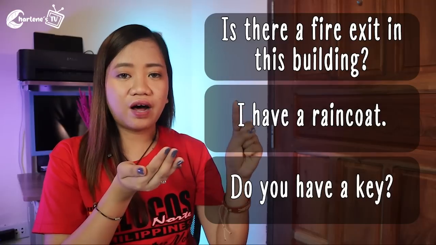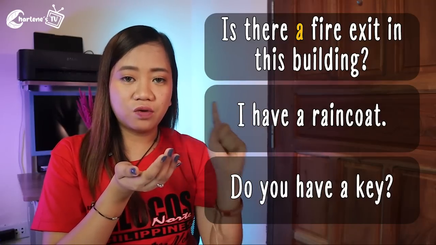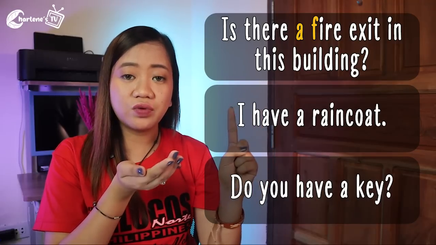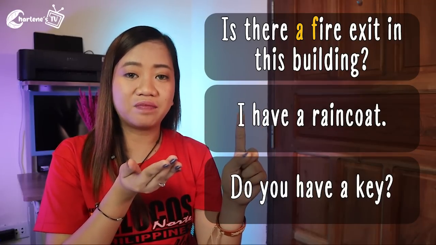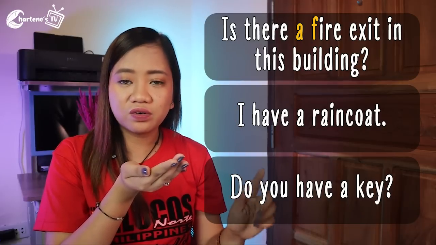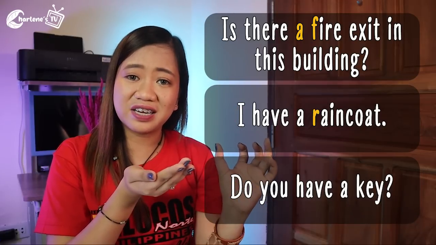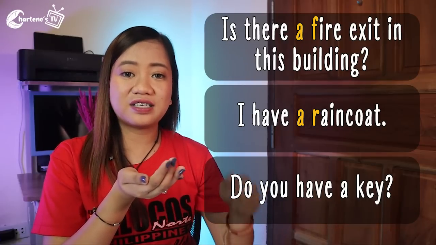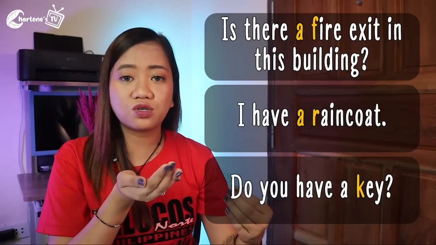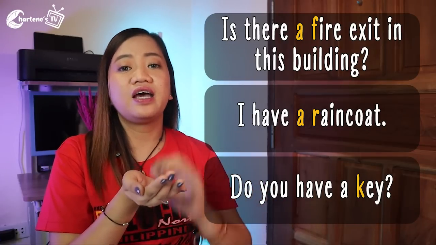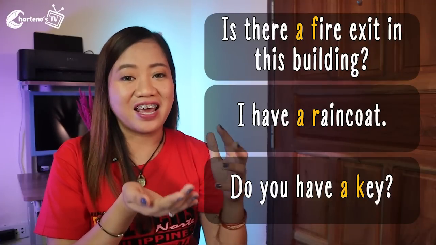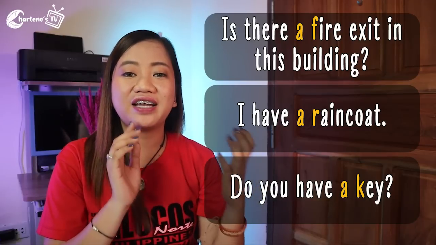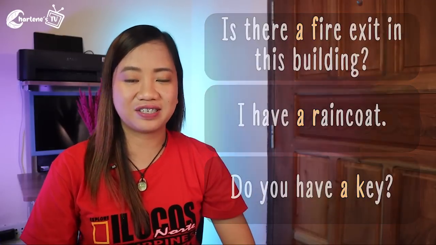Diba? Tingnan ninyo, a fire exit. Itong fire ay nagsisimula sa letter F. That's a consonant, so we use the article a. Sunod naman, itong raincoat, letter R, consonant din yan, so a din ang ginamit. And last, key. Nagsisimula sa letter K, which is also consonant, so we used a. Sorry, mali yung tono doon. But, that's how we use article a and an, Grateful's.